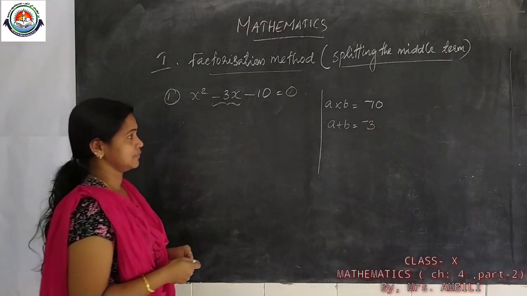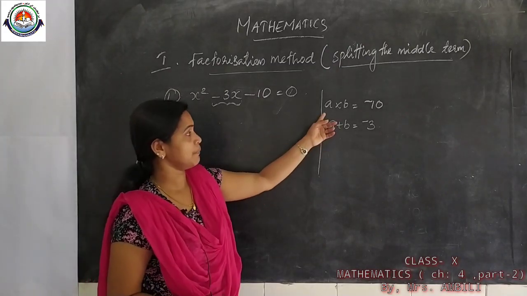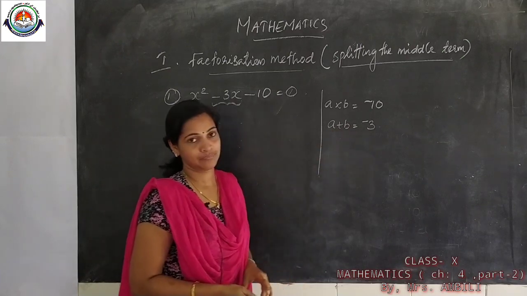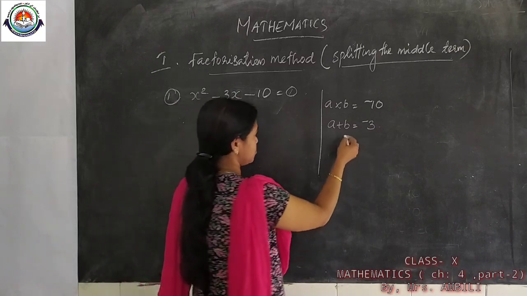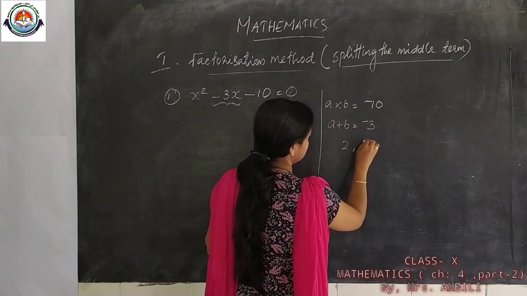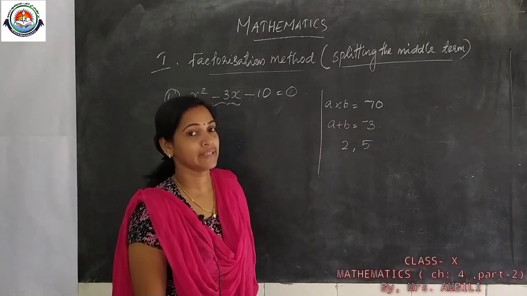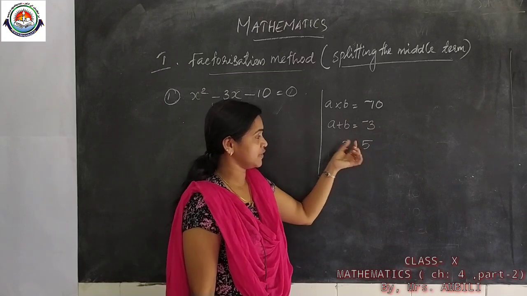What are the numbers? When you multiply two numbers, you need to get minus 10. When you add two numbers, you need to get minus 3. What are the numbers? Let us check with 2 and 5. So, 2 into 5 equal to 10, but not minus 10. And here a plus b equal to minus 3, 2 plus 5, it is not minus 3.